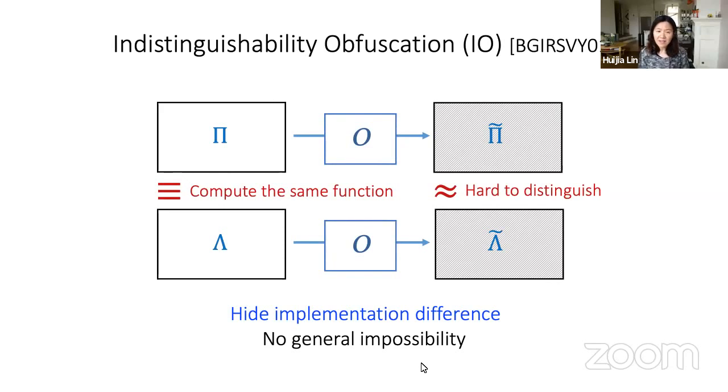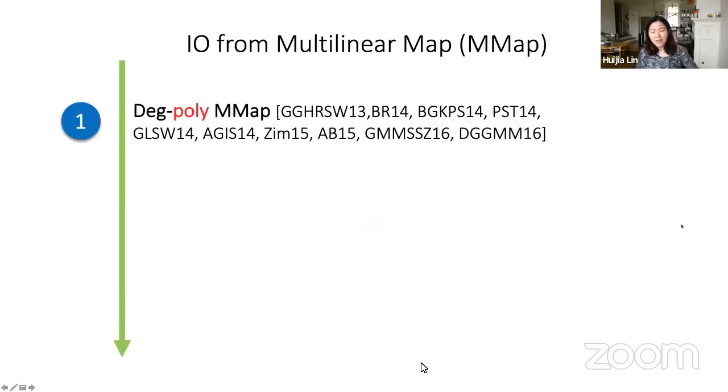But the upside is that because the security guarantee is weaker, there's no general impossibility. So we can potentially build IO for all polynomial-sized circuits. And it turns out that even though it appears weaker, it's actually not weaker. It's actually a very, very powerful tool in cryptography. So far, there has been a lot of work trying to construct IO.